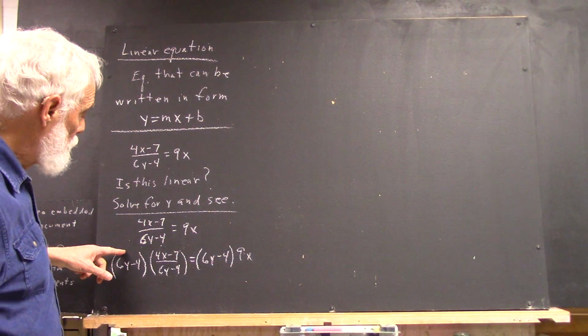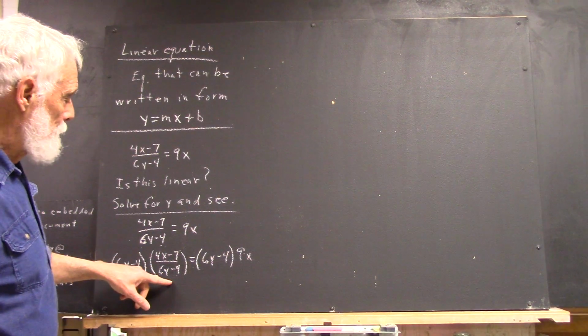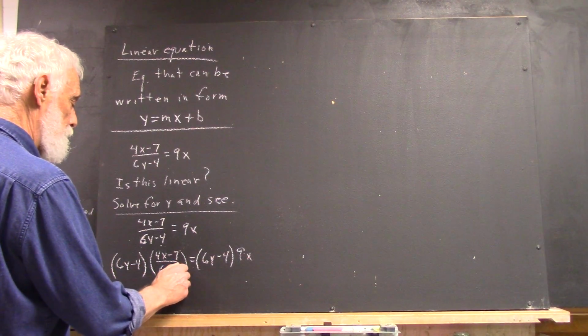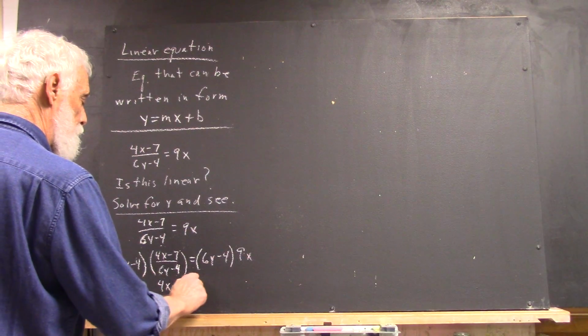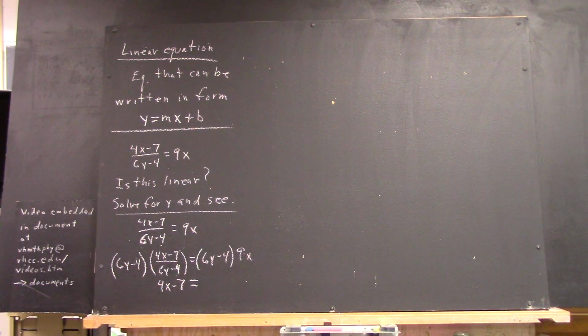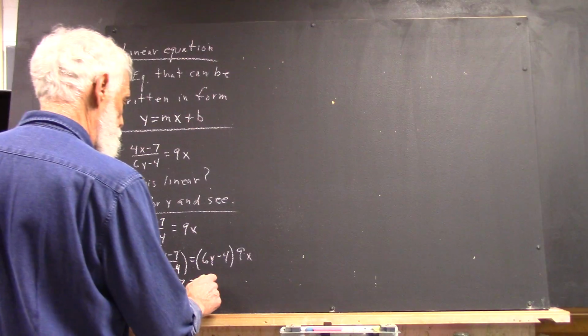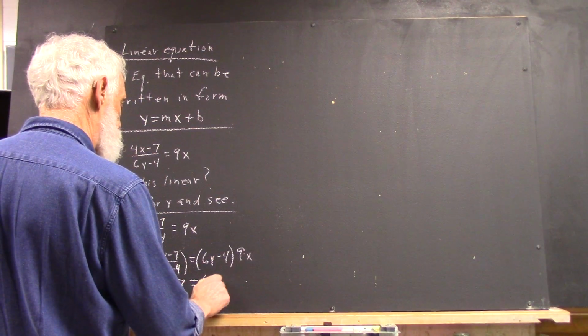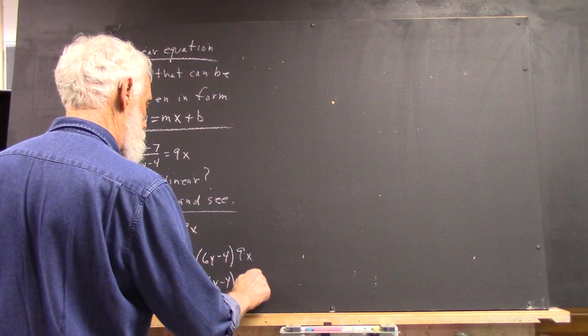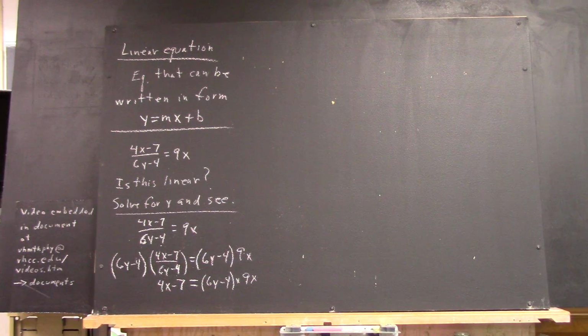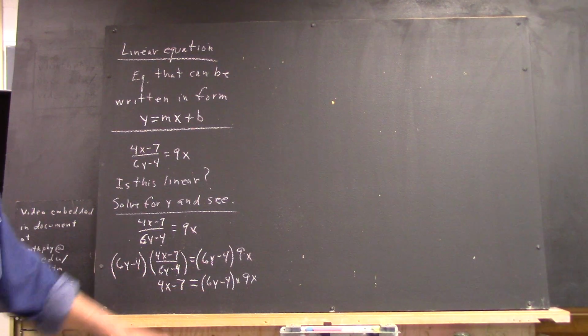Well, 6y minus 4 is going to be divided by this 6y minus 4, and that's going to give us just a 1 multiplied by the 4x minus 7. We've done this a number of times, so I'm not going to write out every step of it because we need to start using the algebra that we've developed rather than repeating all the details. Anyhow, that will be 6y minus 4 times 9x. Now what's the next step in solving this for y? What do we want to do next?